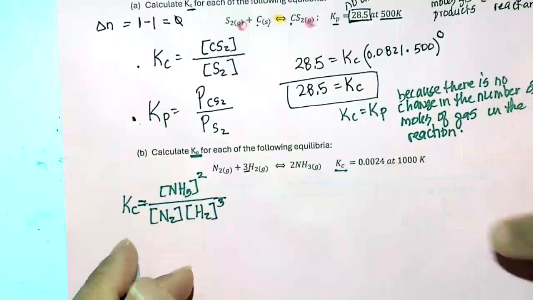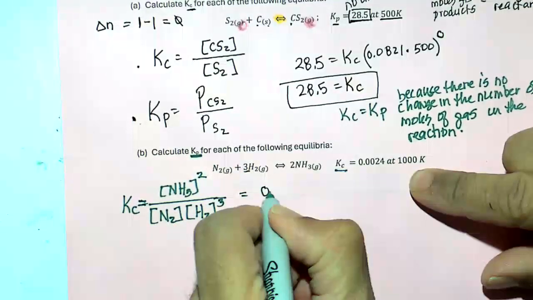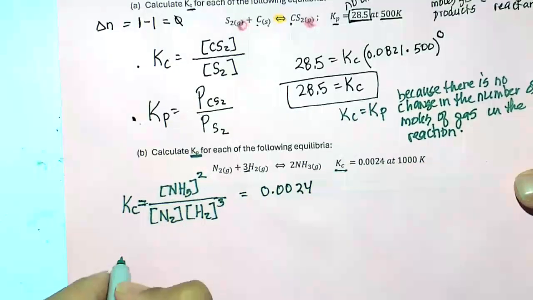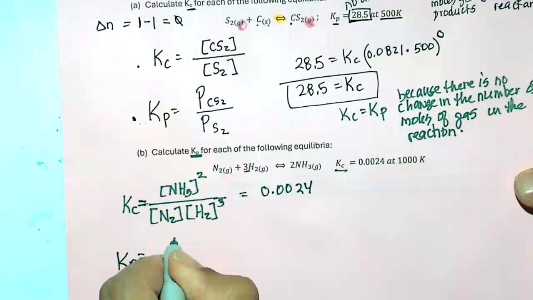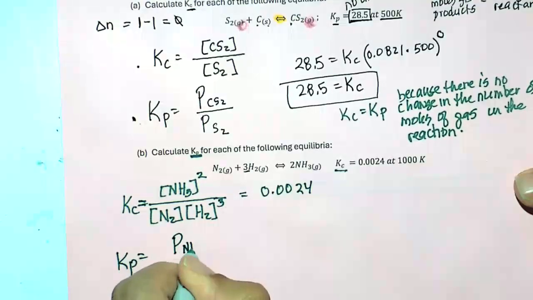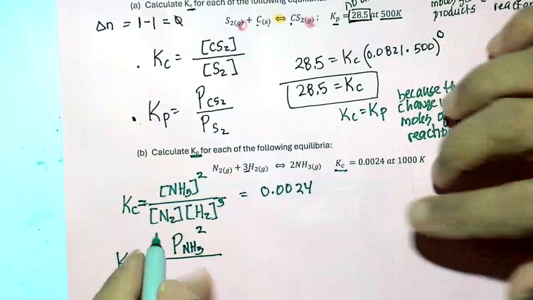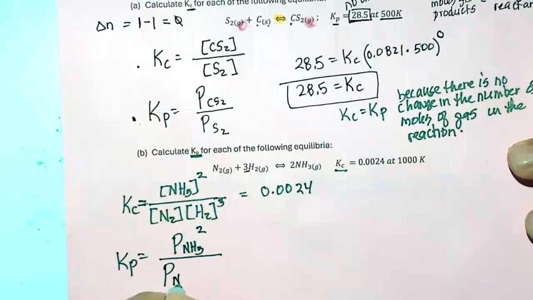So that's expressing the equilibrium constant in terms of concentration. Here they give us the value of 0.0024 at this temperature. Kp is the pressure of the NH3, which we'll square because it's a gas, divided by the pressure of N2 times the pressure of H2. We have to cube it.